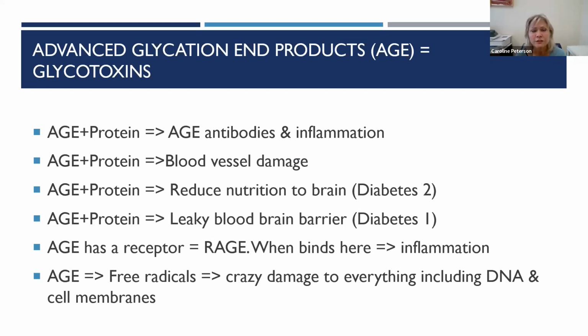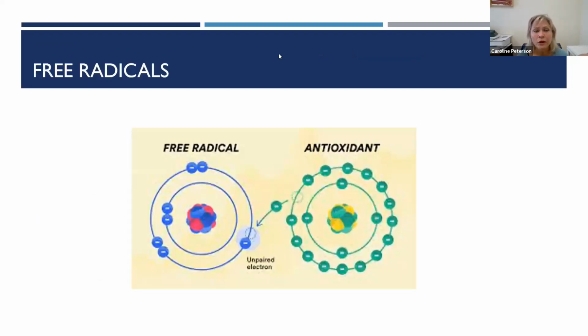And if it combines with protein, you're going to get inflammation, you're going to get antibodies, blood vessel damage. It can be related to type 2 diabetes and type 1 diabetes. And when its receptor is involved, then you're going to get inflammation there in the receptor. And it can also produce its own free radicals. And then that goes on to just wreak havoc everywhere, even in the DNA and the cell membrane. So it's not awesome. So this is a picture of a free radical. So you can see it's like, I need an electron. Give me an electron. Best place to get it is with an antioxidant.